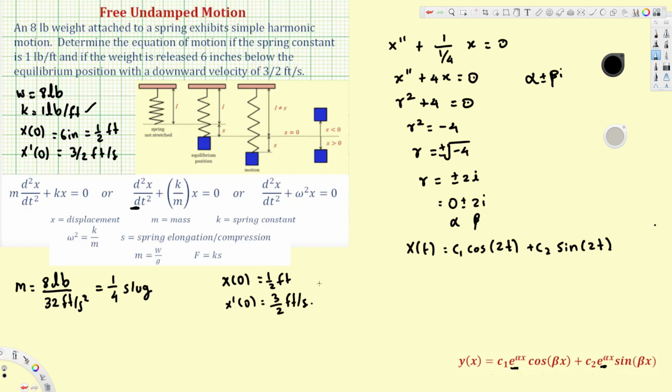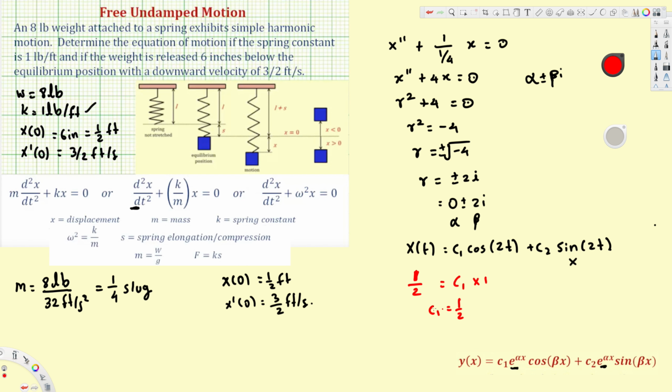x of 0 is equal to half. If you plug in 0 for t, because it's the initial condition, cos 0 is going to be 1. This one will be eliminated because sine 0 is going to be 0. So we are going to have this one alone. x of 0 is half, so let's replace this with half. Then we are going to have c1 times 1, and this is going to be 0. So c1 times 1 is just c1. So c1 is equal to half.